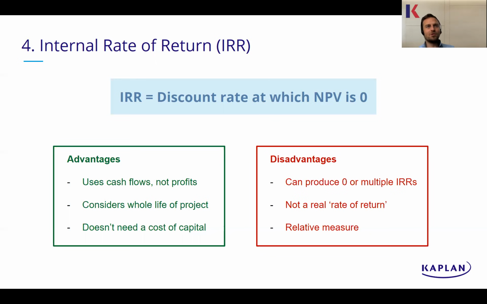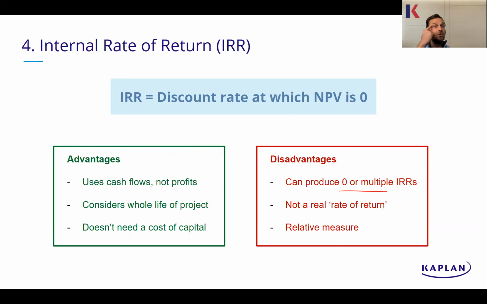Unfortunately, it can produce either 0 or multiple answers if you've got irregular cash flows. So if you've got a project where you invest at the beginning, earn a bit of money, then you have to invest a bit more, then you earn a bit more, invest, earn, that can give you several different answers for the IRR, which obviously isn't ideal and quite confusing. Or if it's an amazing project, it might not have an IRR at all. There might not be one. So it's not necessarily the clearest cut.